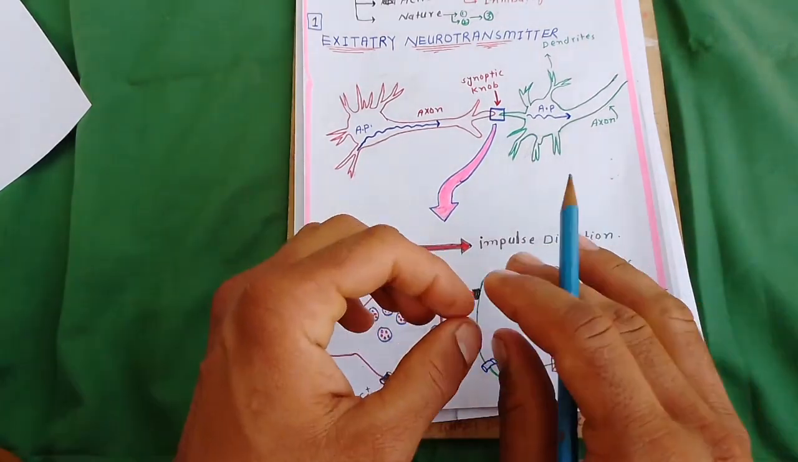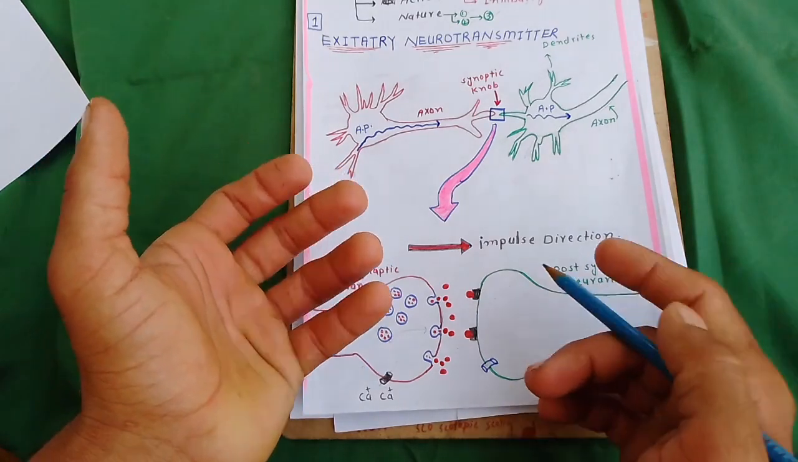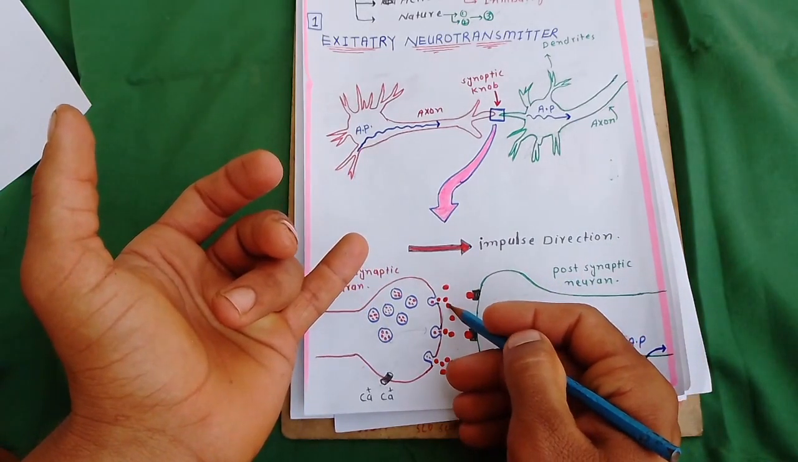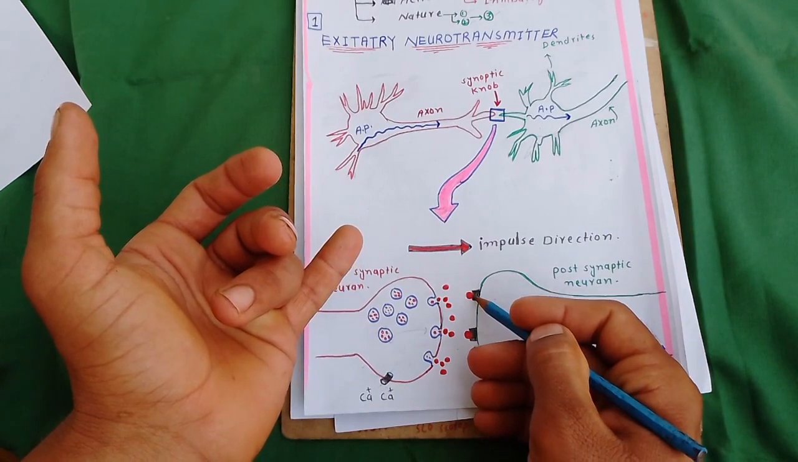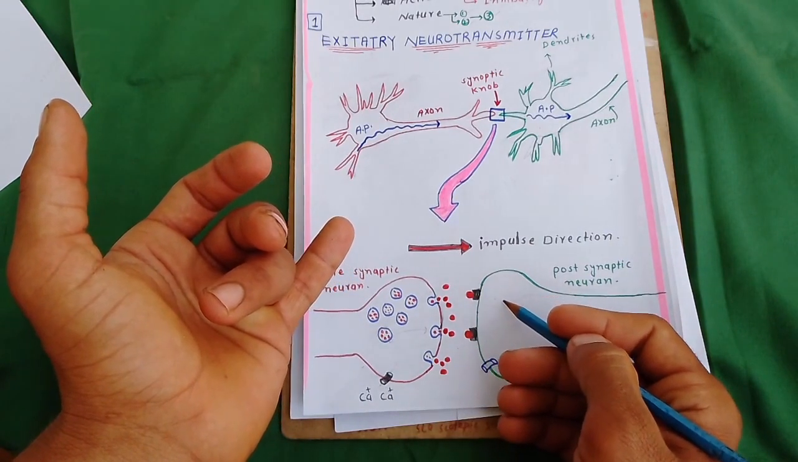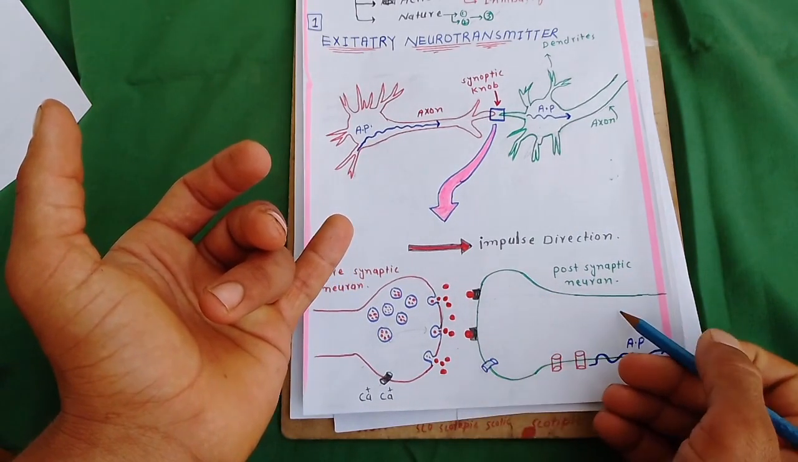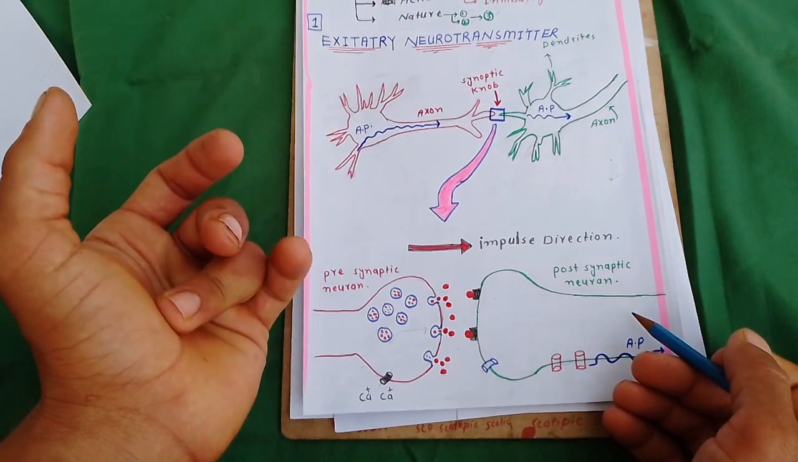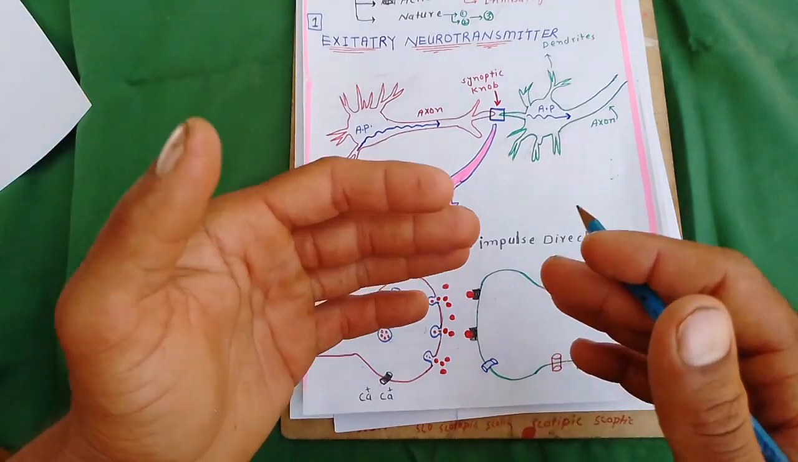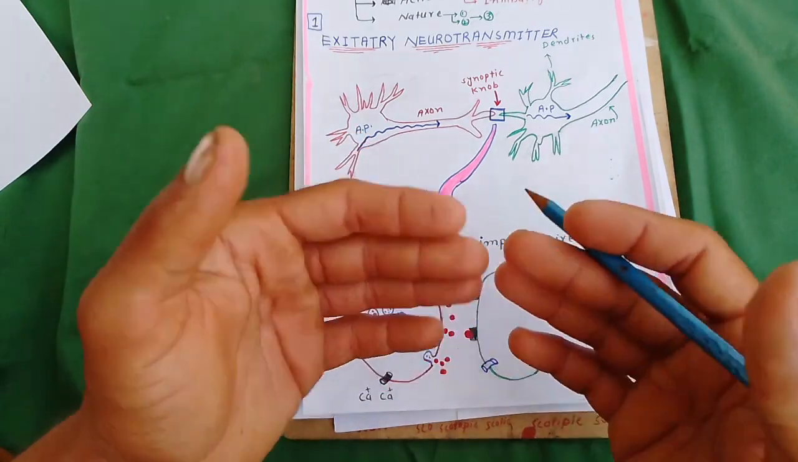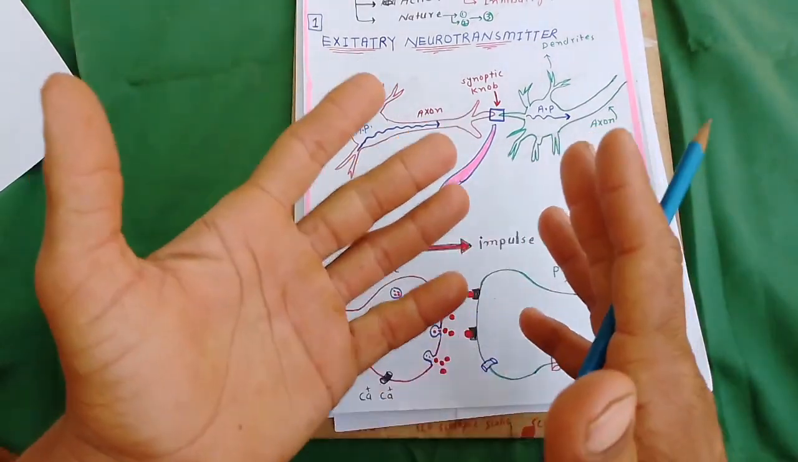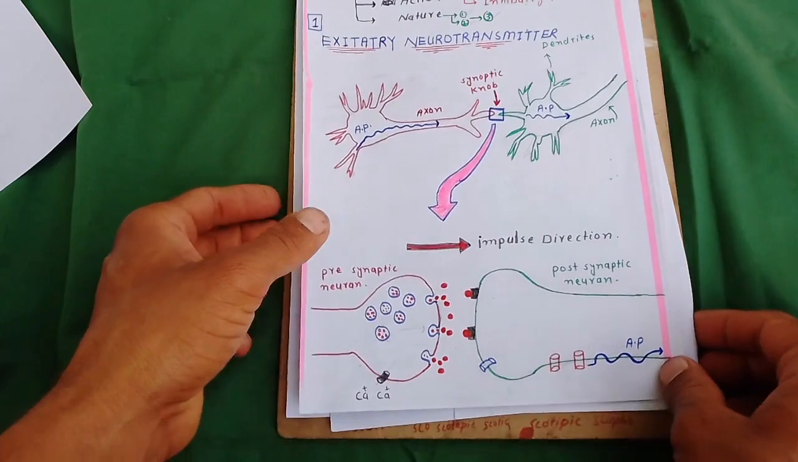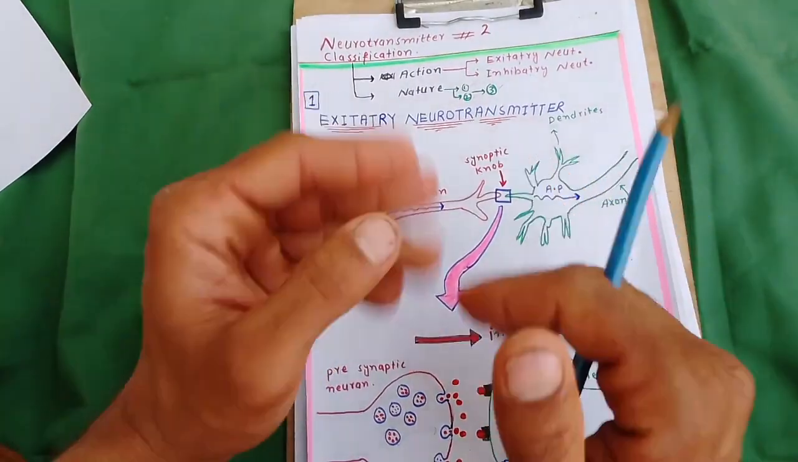But in the case of an inhibitory neurotransmitter, when it is released, it attaches to this point and inhibits and prevents the forward growth of the message. So this is the inhibitory neurotransmitter. The excitatory neurotransmitter has its own importance in the body, while the inhibitory neurotransmitter has its own importance in the body. So what is an excitatory neurotransmitter?